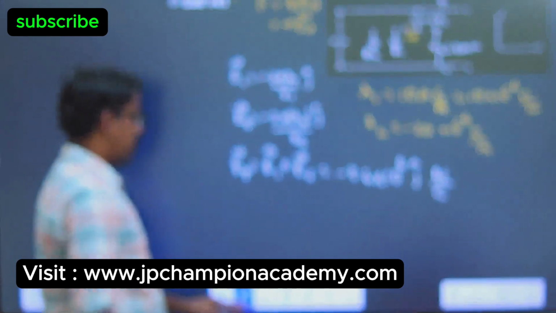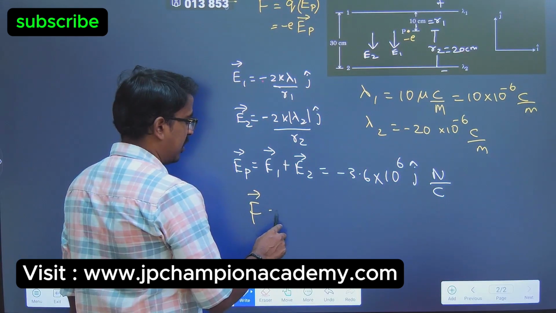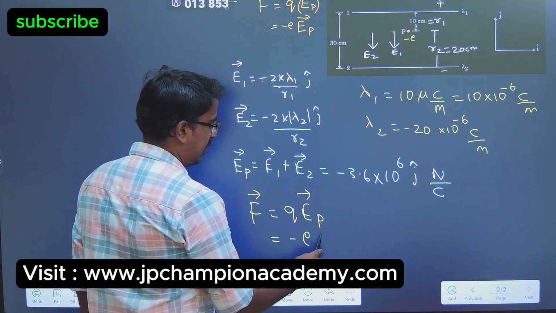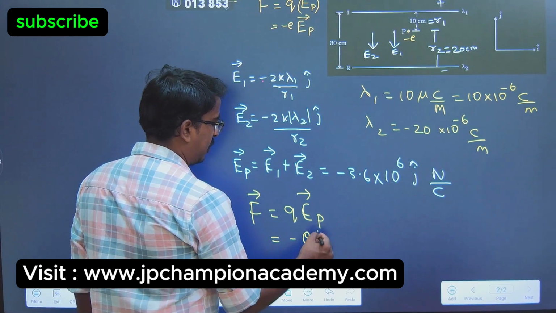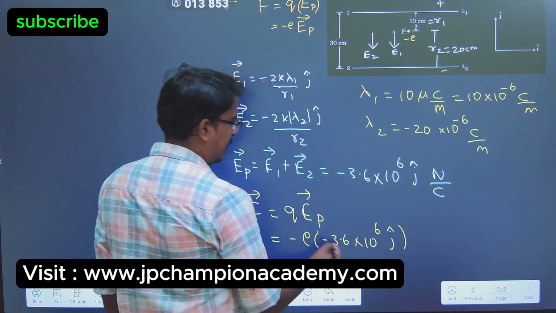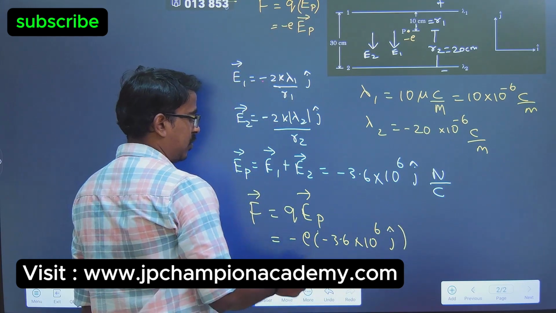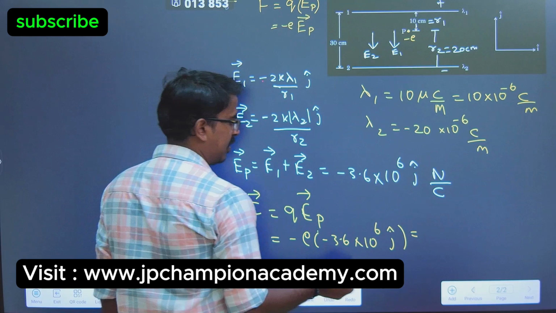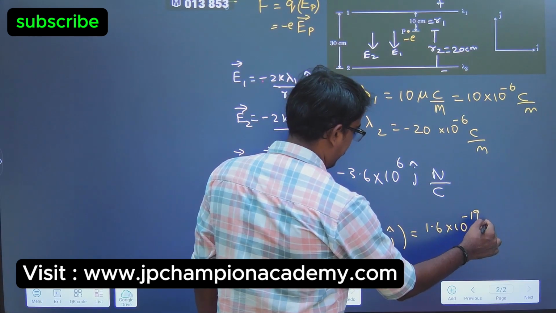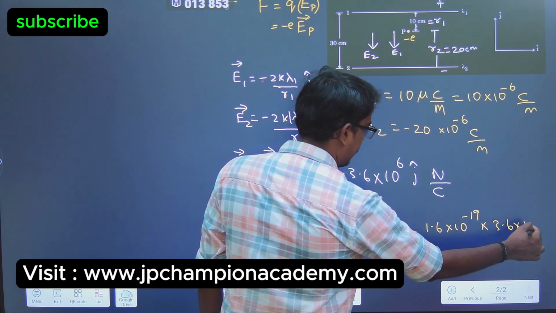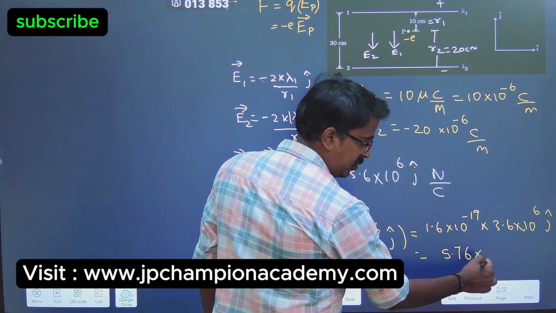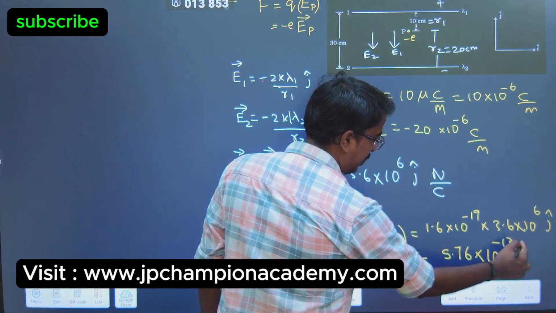As I told you, when you can find the electric field at point P, how do you find the force? F is equal to Q into E_P. We know the charge is minus e. Then you multiply this by the E_P value, minus 3.6 × 10^6 j cap. Now minus minus will become plus. So the charge is minus e, and finally minus times minus becomes plus: 1.6 × 10^-19 into 3.6 × 10^6 j cap. So the final answer is 5.76 × 10^-13 j cap newton.